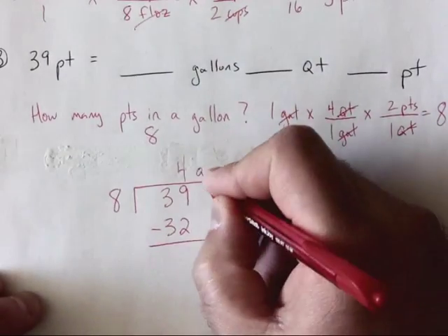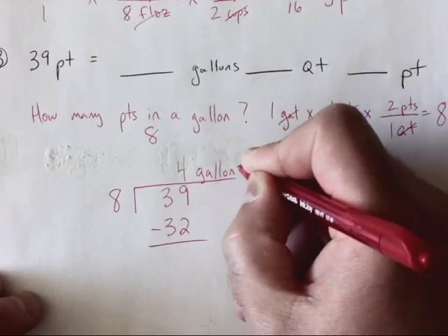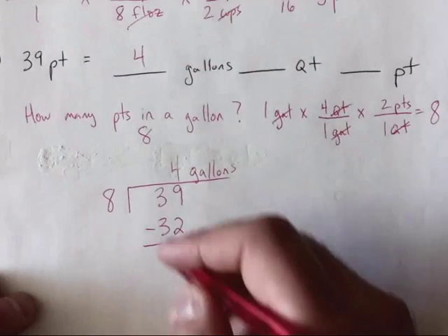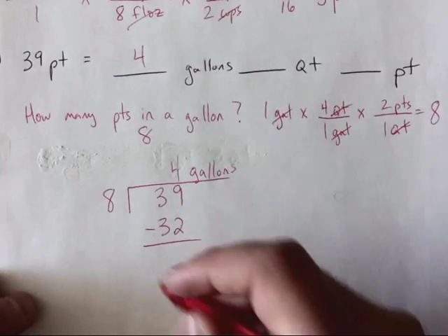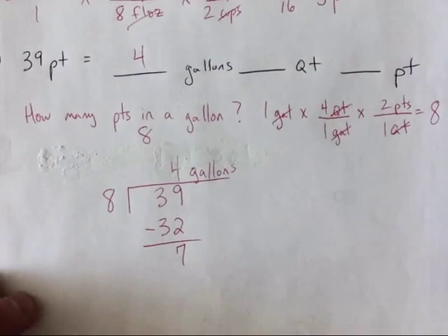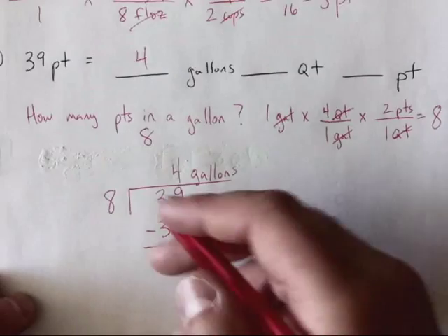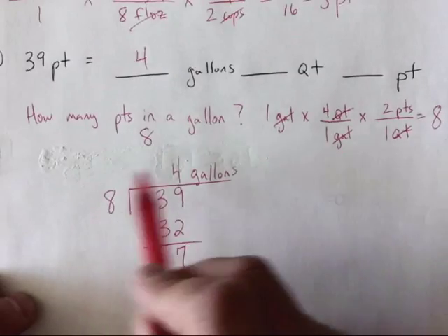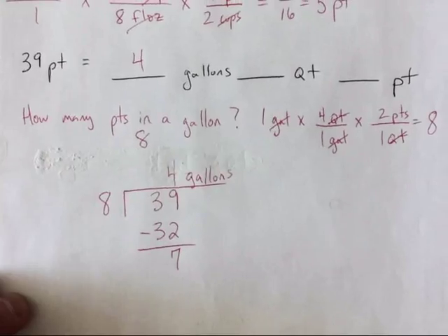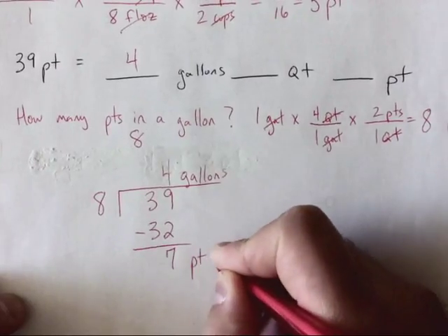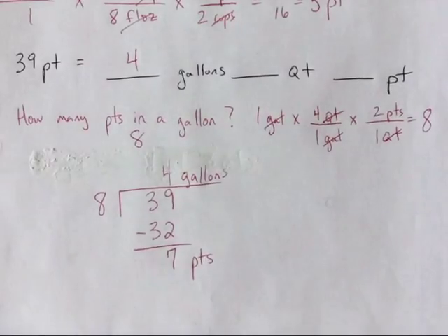So this is whole gallons. So I answered that part. And then multiply, subtract, and I've got a remainder of 7. That is going to be the remaining number of pints, since I divided by 8, and there's 8 pints in a gallon. So I'm dividing by pints here. So I have 7 pints left over.